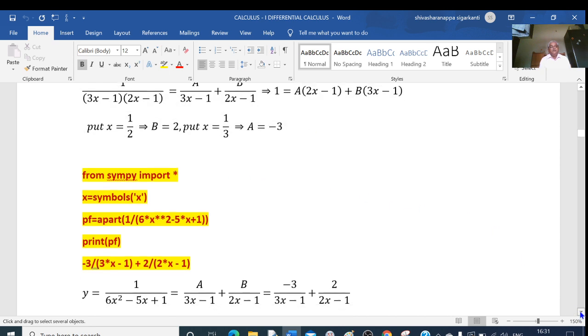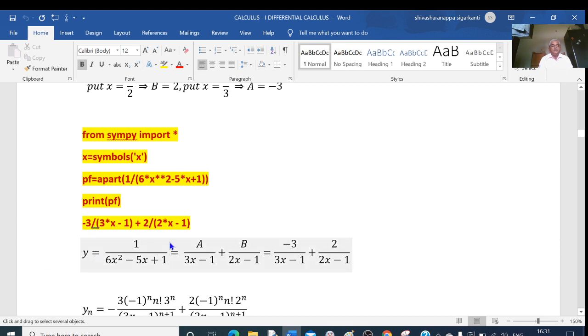Now, my given function was 1 by 6x square minus 5x plus 1. This can be written as a by 3x minus 1 plus b by 2x minus 1. I got the value of a equal to minus 3, b equal to 2. Therefore, I can write like this. Now, we can find the nth derivative.